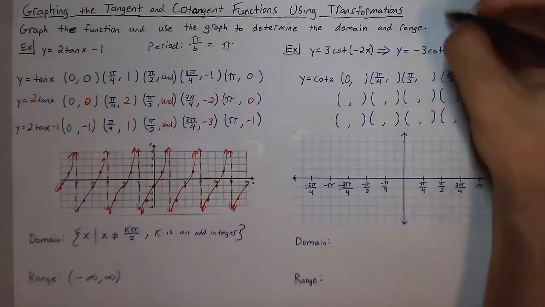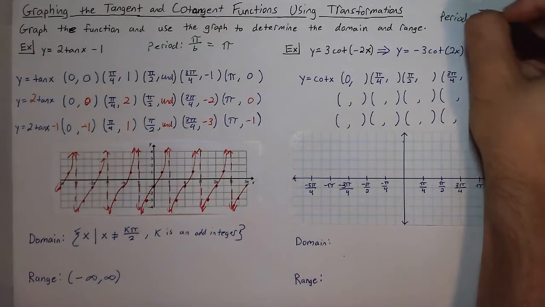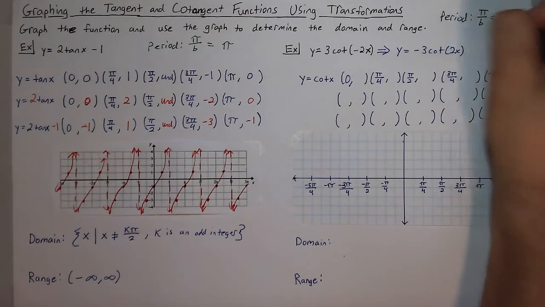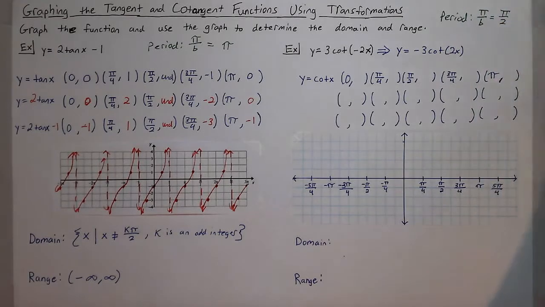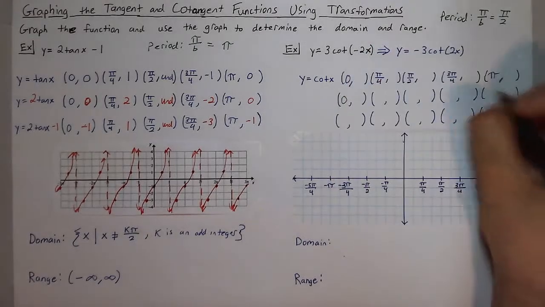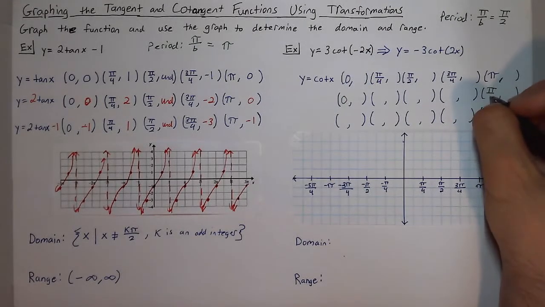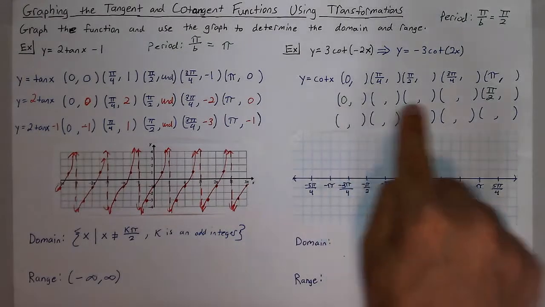Now let's look at its period, which would be pi over b, which in this case, b is 2, so the period is pi over 2. So my function will go from 0 to pi over 2 this time. And now I have to evenly distribute those x values in between.